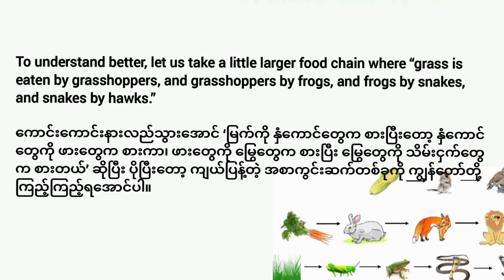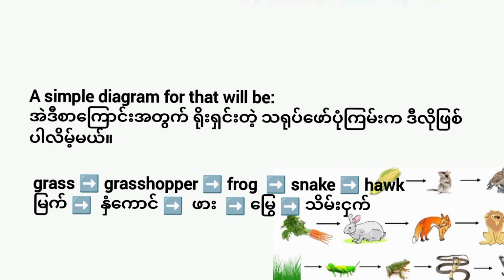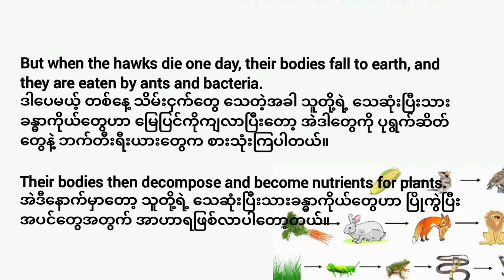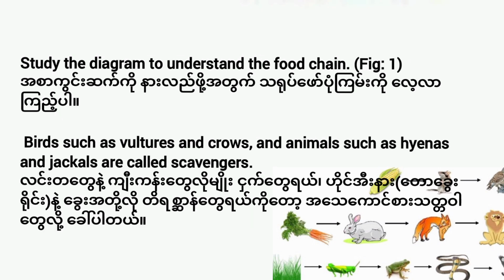To understand better, let us take a little larger food chain where grass is eaten by grasshoppers, and grasshoppers by frogs, and frogs by snakes, and snakes by hawks. A simple diagram for that will be grass, grasshopper, frog, snake, hawk. But when the hawks die one day, their bodies fall to earth, and they are eaten by ants and bacteria. Their bodies then decompose and become nutrients for plants. Study the diagram to understand the food chain.